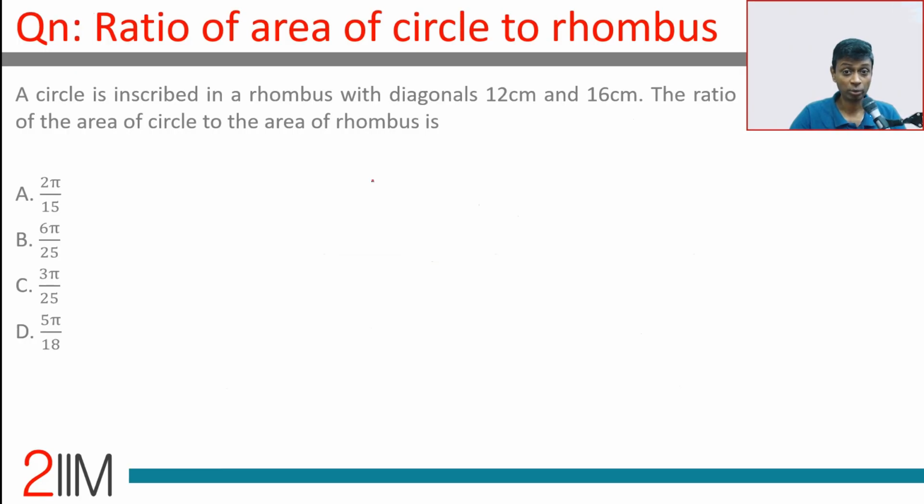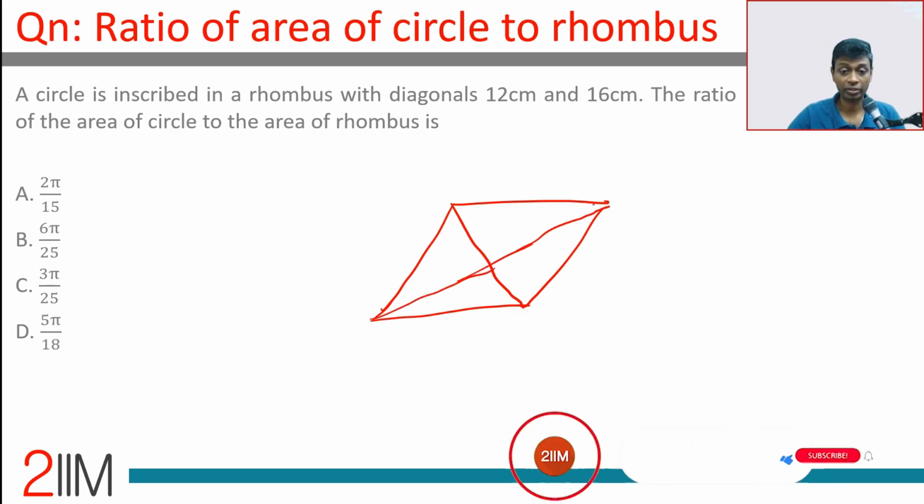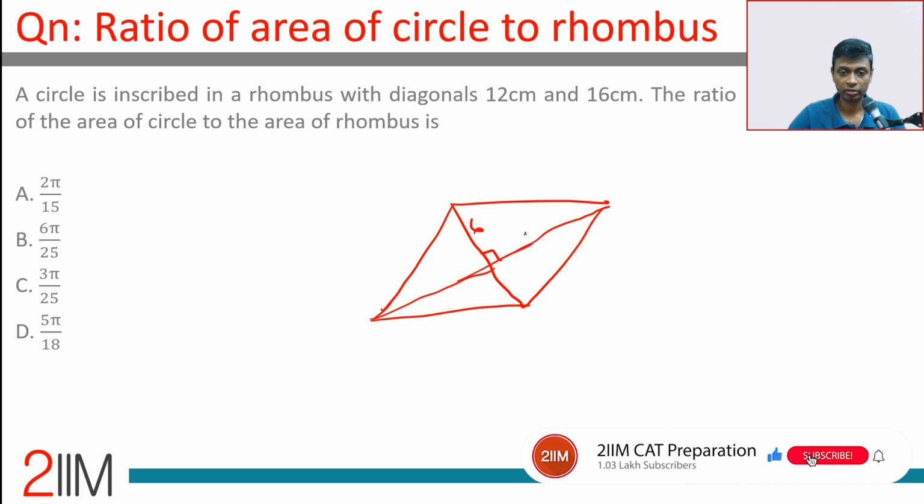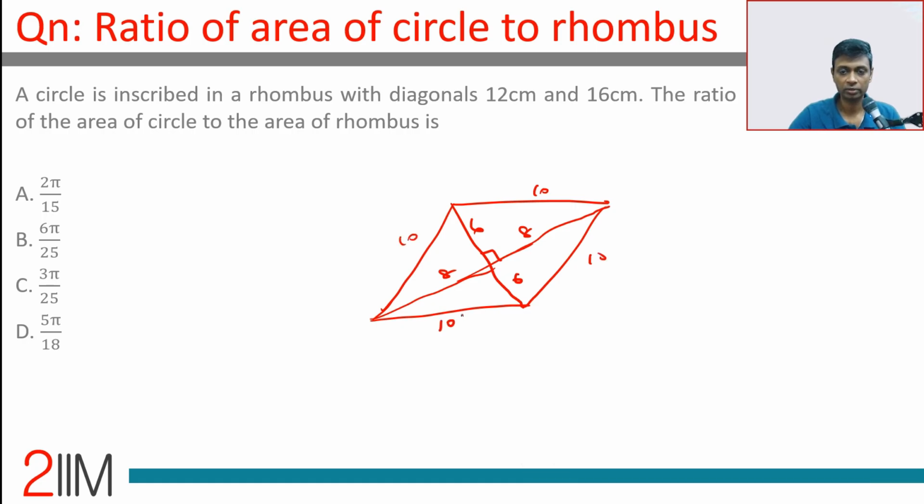A circle is inscribed in a rhombus with diagonals 12 and 16. Nice little rhombus here. Diagonals of a rhombus are perpendicular bisectors of each other. So it will be 6, 8, 8, 6, 10, 10, 10, 10. A circle is inscribed inside this. Beautiful. So we want to find the ratio of area of circle to the area of the rhombus.